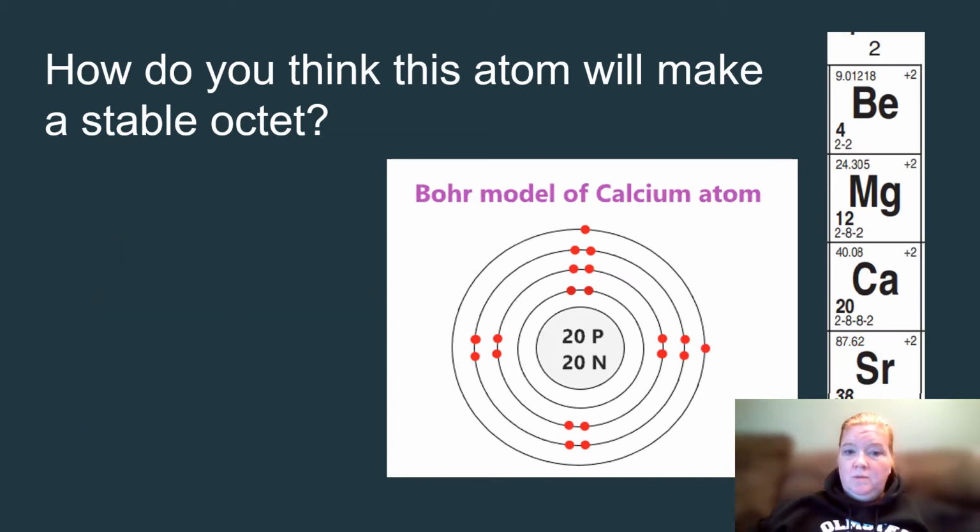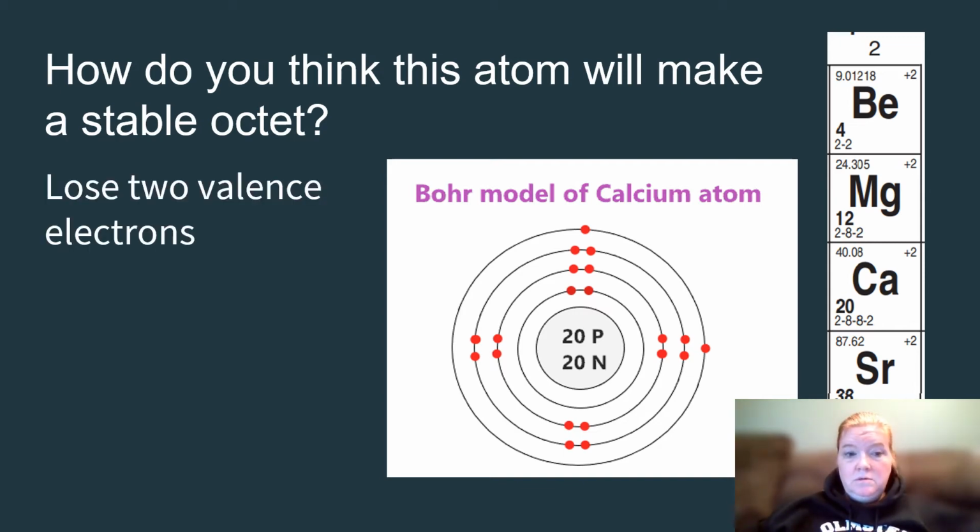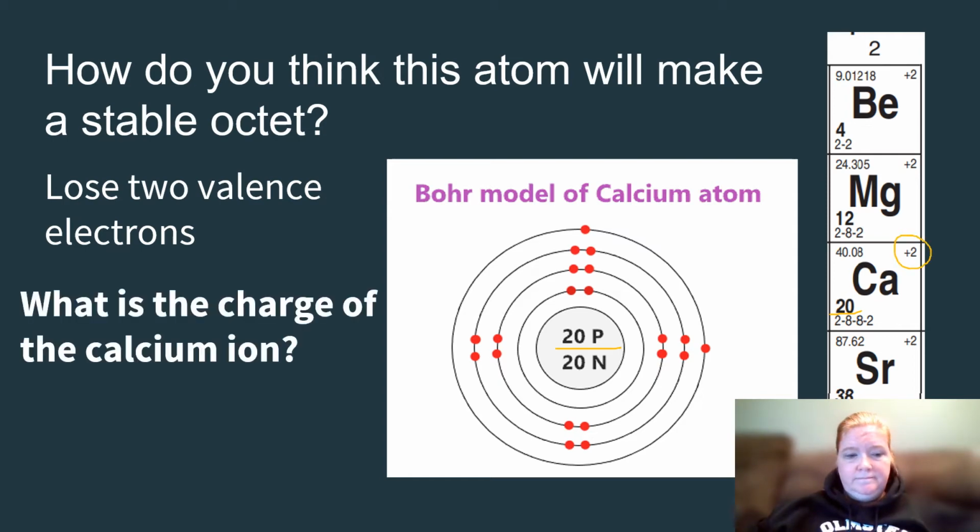How do you think this one will make a stable octet? Look at the outermost shell and make a guess. What do you think will happen? Well, it'll lose 2 valence electrons. So we're talking about, see how it says 20 protons? We're talking about calcium. And look here. What's the charge of that calcium ion? Well, +2. The answer's on the periodic table.